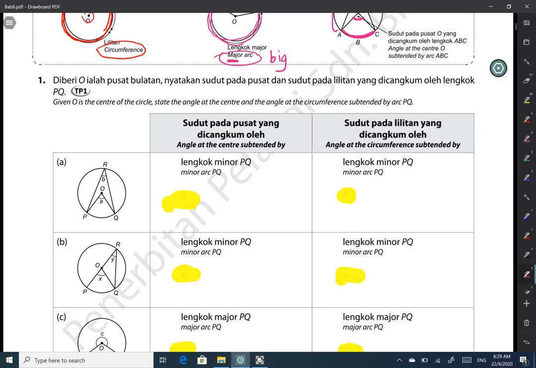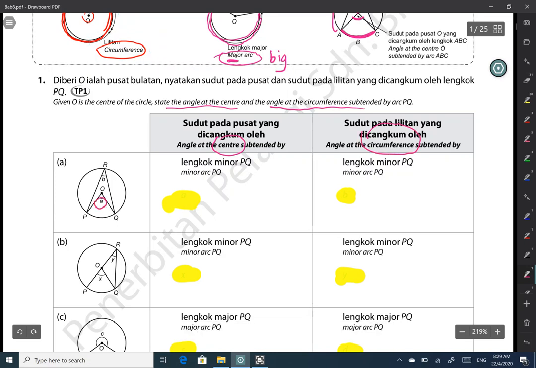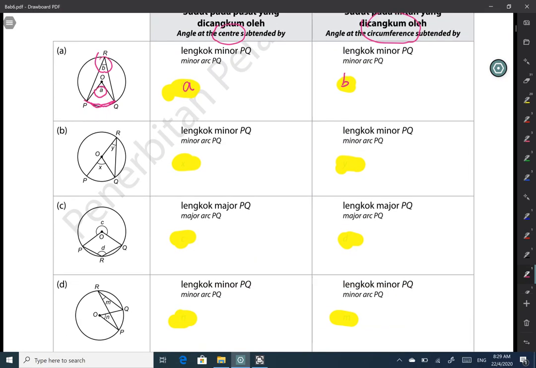Question number one. Given O is the center of the circle, state the angle at the center and the angle at the circumference. Angle at the center, this one is angle at the circumference. So this is at the center, so this is A, because I want to know, state the angle. So minor arc PQ, I want to know at the circumference is B. Try one more. Center, minor arc PQ, center, so is X. Angle at the circumference by the minor arc PQ is Y. So you complete CD.